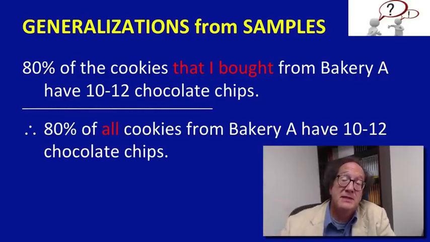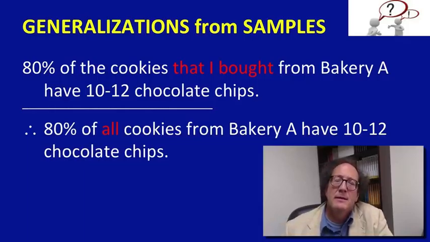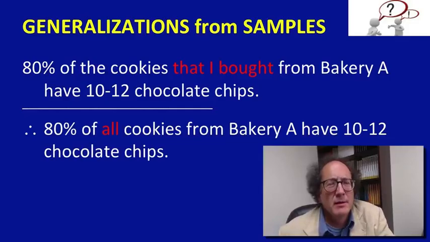It's got a big enough sample. And if you don't believe that, let's say it's 20 cookies. But there's still something wrong. There's something wrong with that argument. What's wrong with that argument?